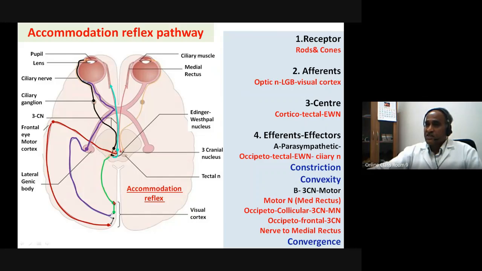So that means this is coming here, the mesenchymal, occipitocollicular or occipitomesenchymal. This path is the shortest path, and the longest path is occipitofrontal, and then from this the corticobulbar pathway. That means it involves the synapses there, and that would supply the motor nerve nucleus of the third cranial nerve, and that would bring about the convergence or divergence as required. So this is about the accommodation reflex.